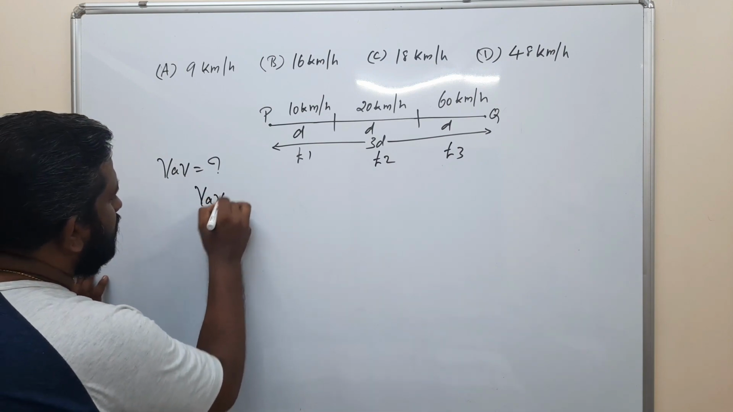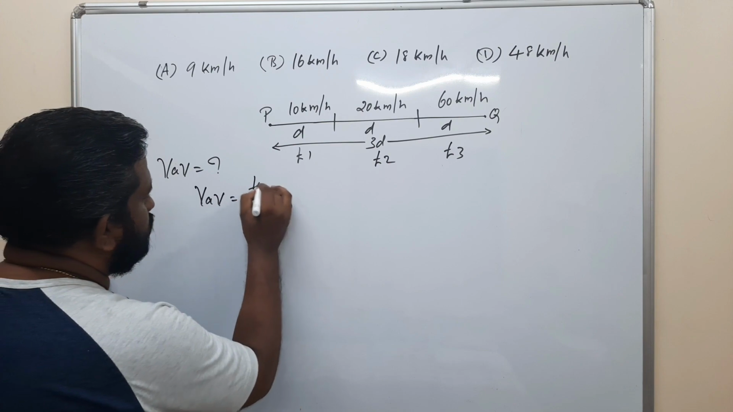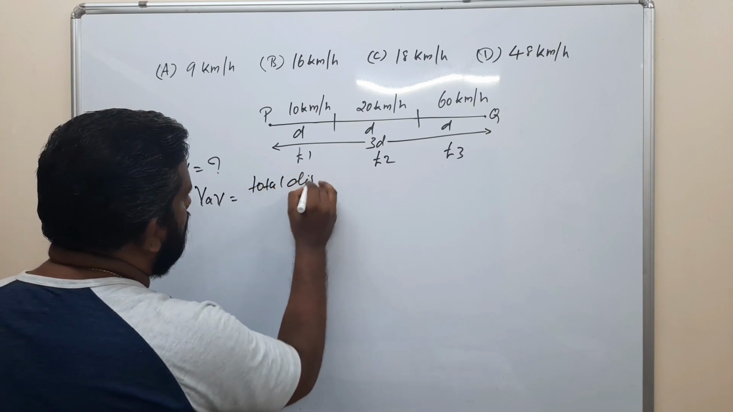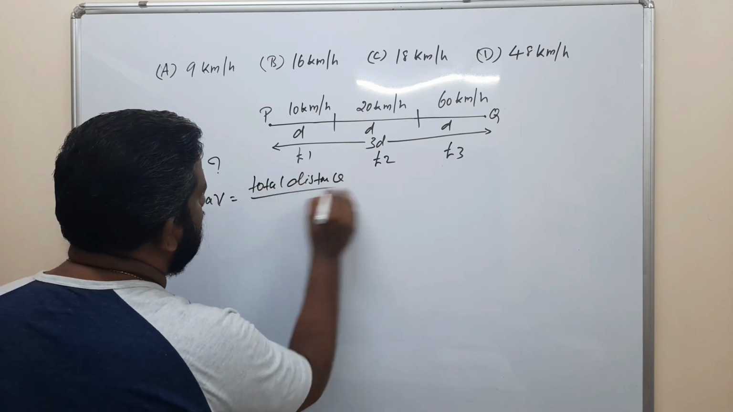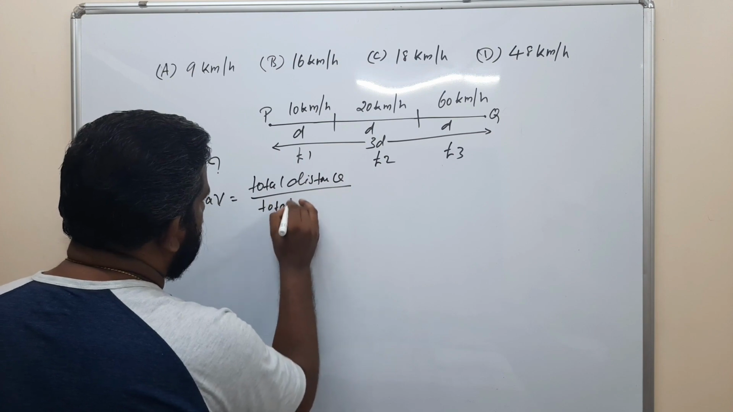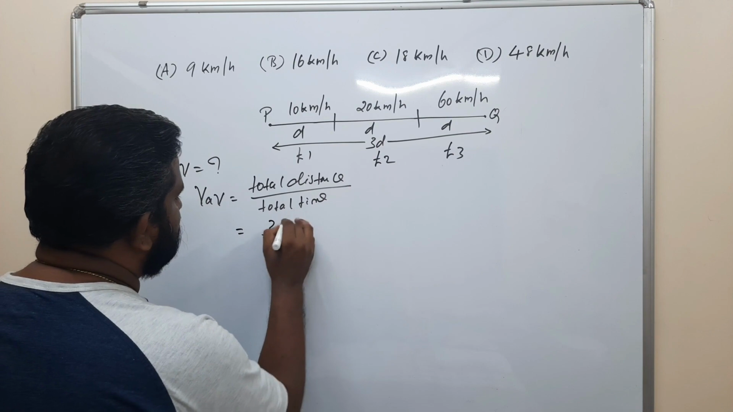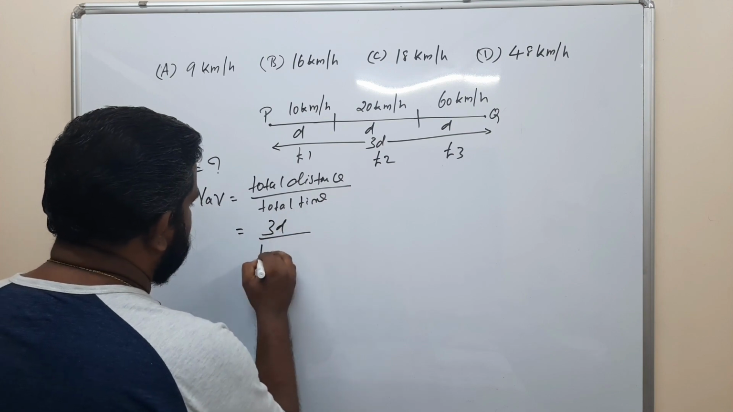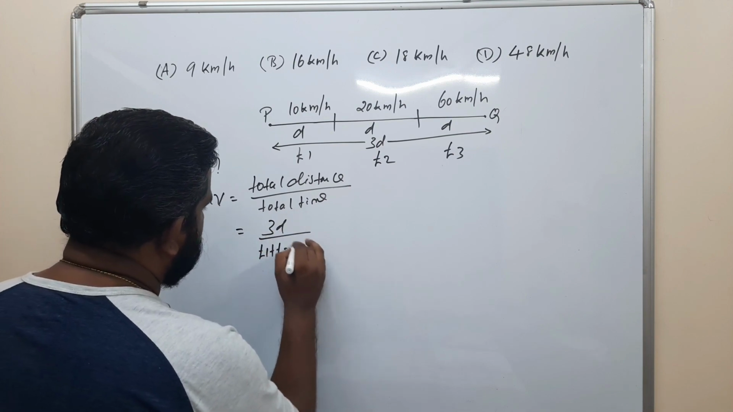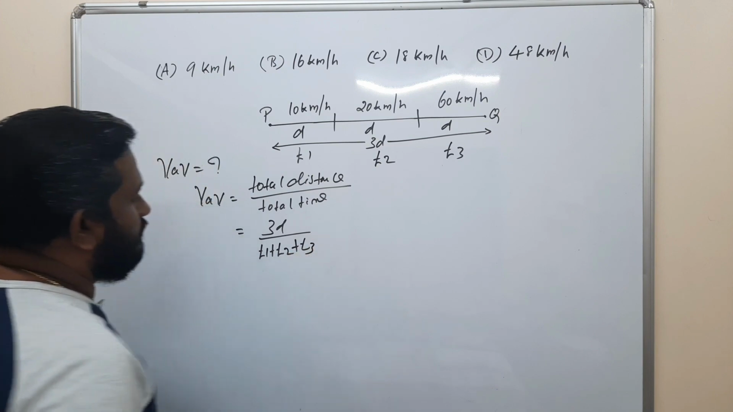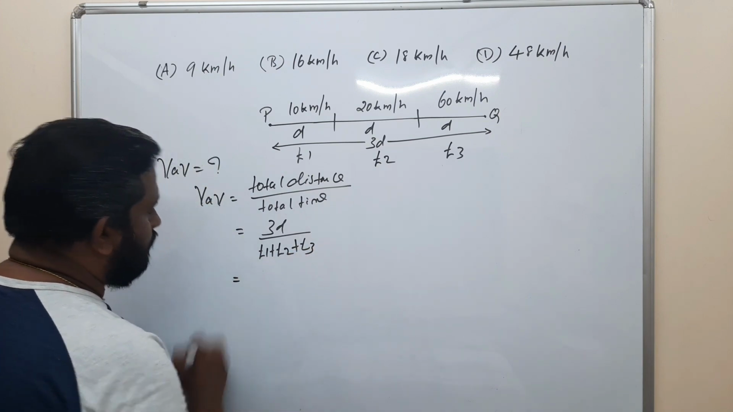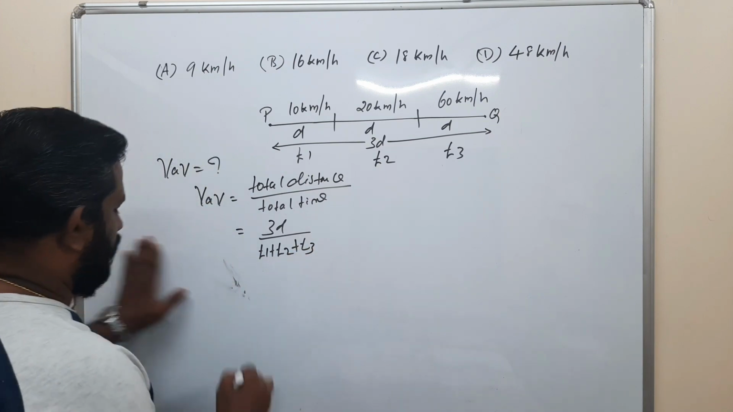So V_av is equal to, what is the formula? That is total distance divided by total time. So what is the total distance? That is 3d, divided by total time, that is T1 plus T2 plus T3. So what is T1?